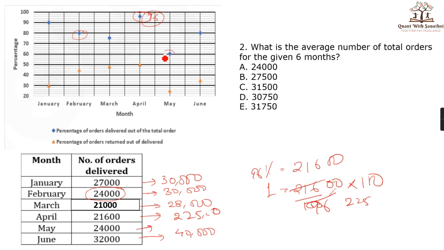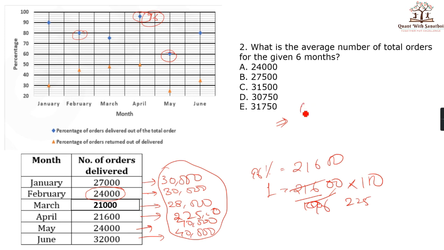This diamond sign indicates 60%. Therefore 60% is equal to 24,000. Therefore 100% is equal to 40,000. Now we need to sum up all this and divide it by 6. So the final answer will be how much? Calculate it, how much it will be.